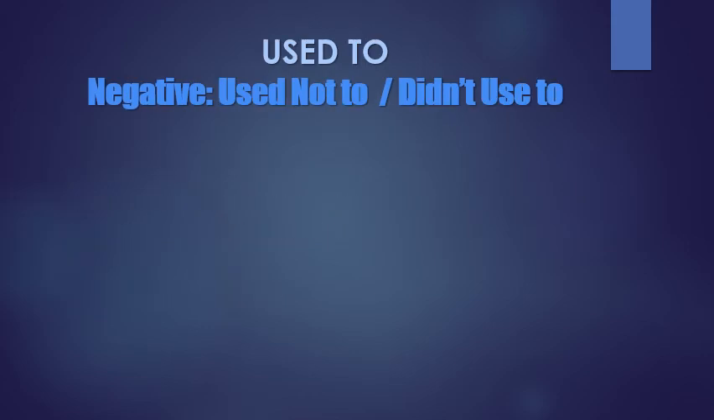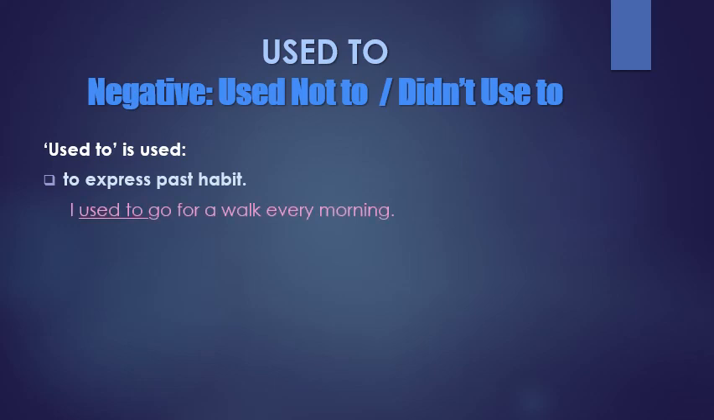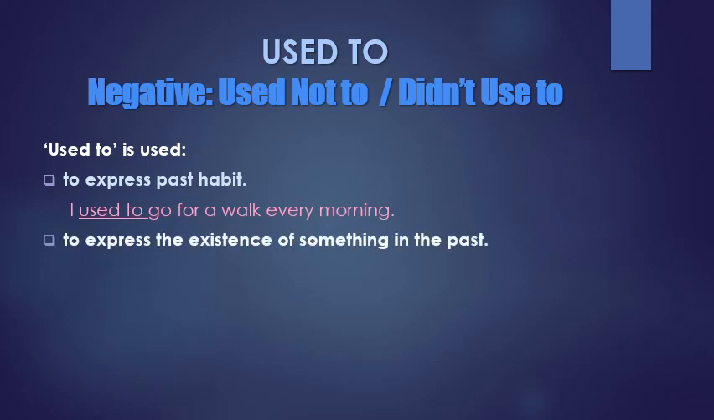Now the last modal auxiliary is used to. The negative form is used not to or didn't used to. Used to is used to express past habits. Something that you used to do in the past. I used to go for a walk every morning. To express the existence of something in the past. There used to be a garden in this place long ago. Something that used to exist in the past but is no longer existing now.